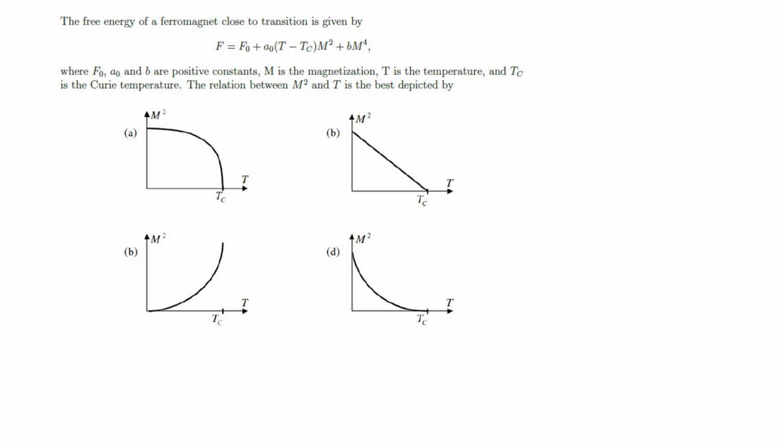The way to do that is to find the minimum of the energy with respect to the magnetization m. So we take the derivative of F with respect to m and set it to 0, and whatever expression comes for m versus T, we will see that would be your correct option. So let us do that.